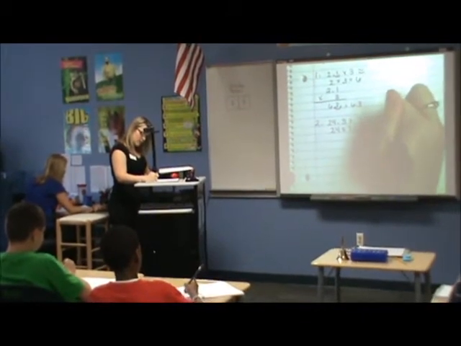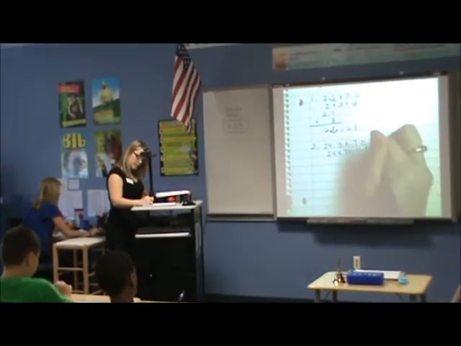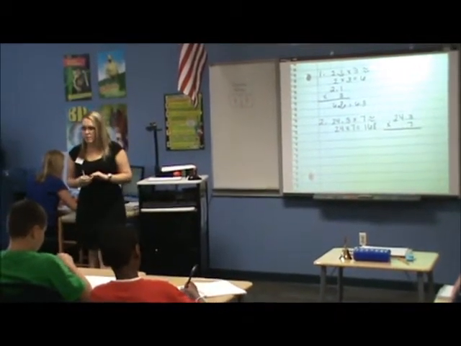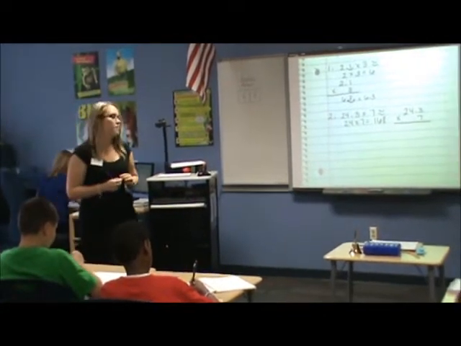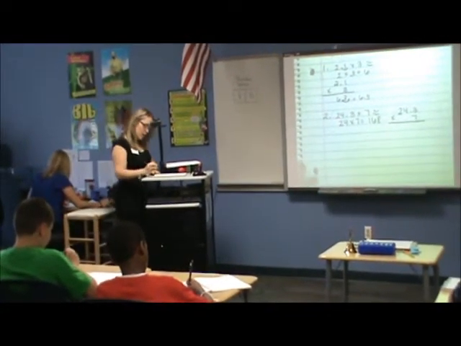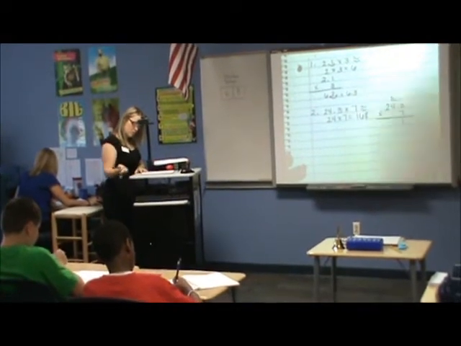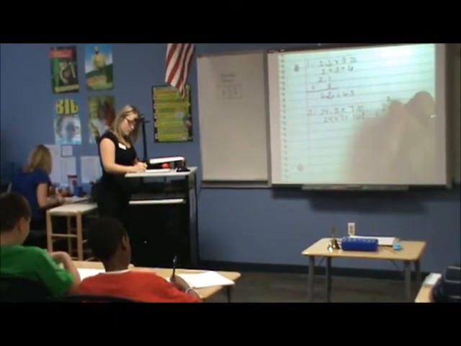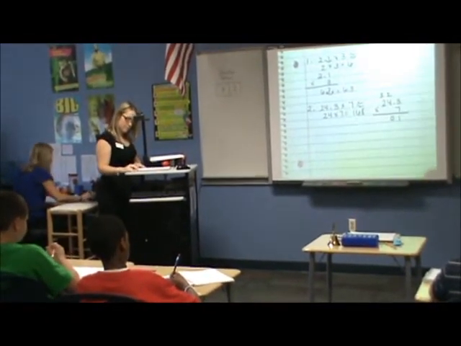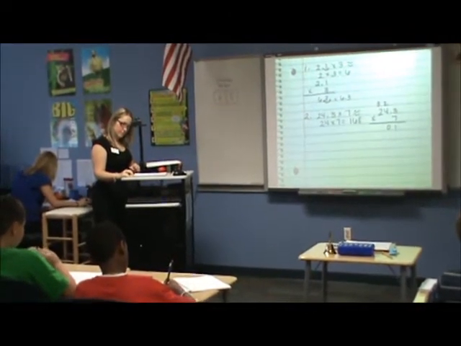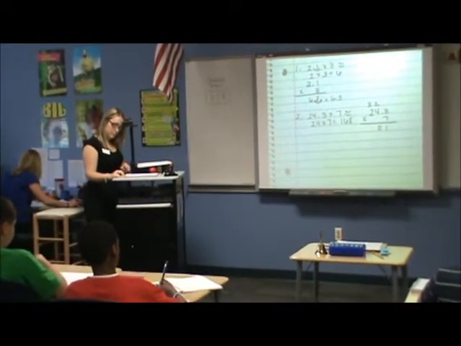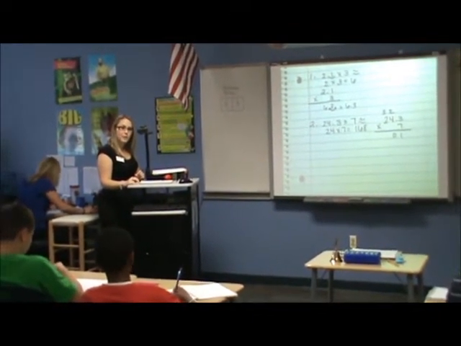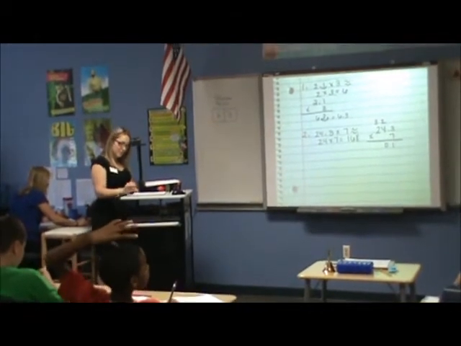So let's multiply it out together. 24.3 times 7. Would somebody like to solve that? Fatima? 3 times 7 is 21. Carry the 2. And then 4 times 7 is 28 plus 2, 30. Carry the 3. And then 2 times 7 is 14 plus 3, 16. Oh, try again. Close. 17.